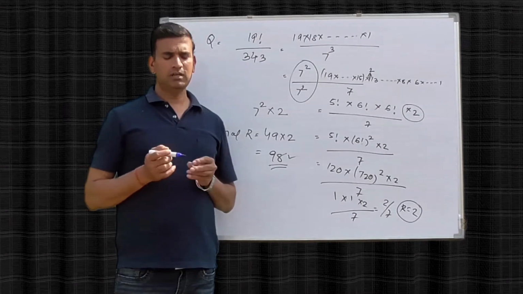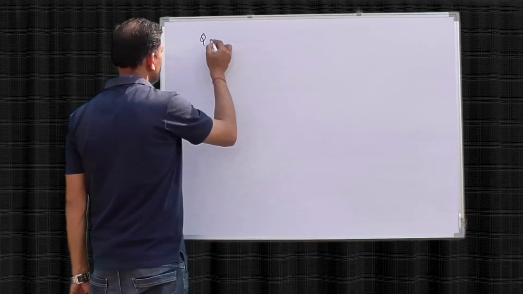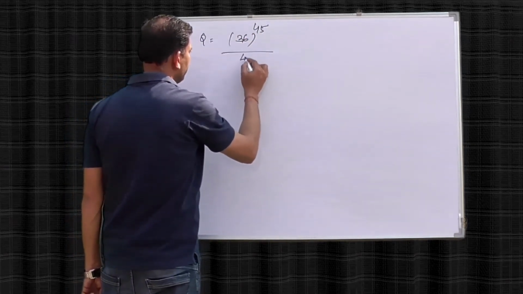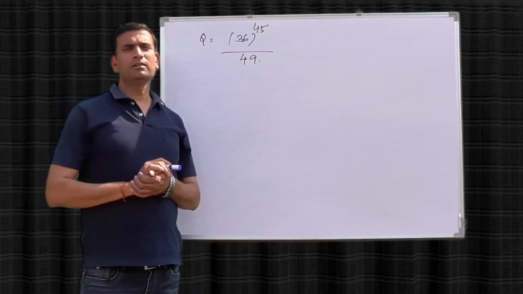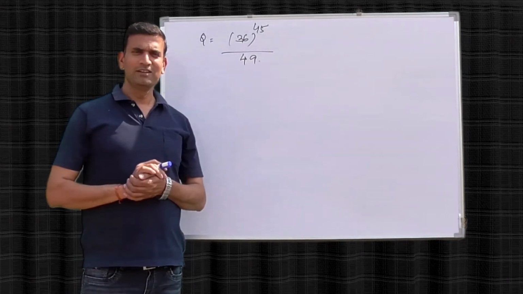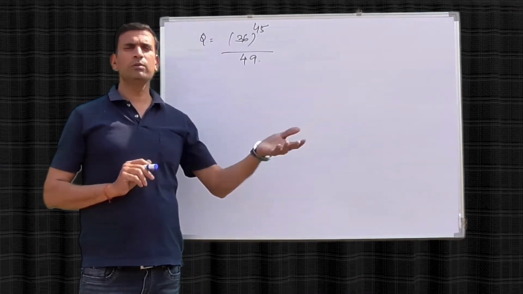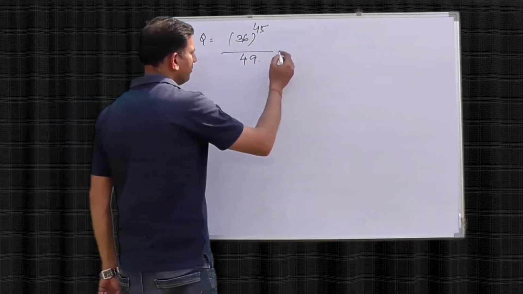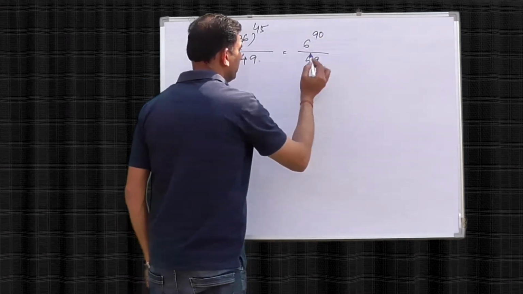Okay, so let us try another example. Now the question is 36 to the power 45 divided by 49. This 36 is not a prime number, so 36 can be expressed as 6 square. So here we are having 6 square to the power 45, that equals 6 to the power 90. So the same thing can be written as 6 to the power 90 divided by 49.